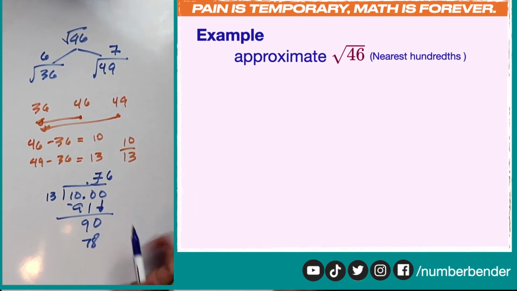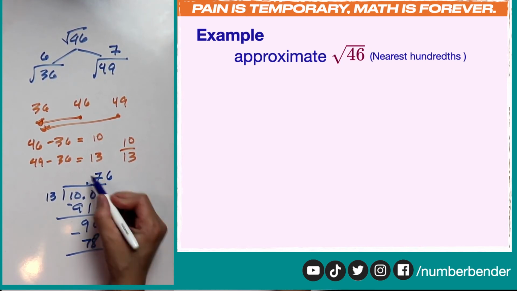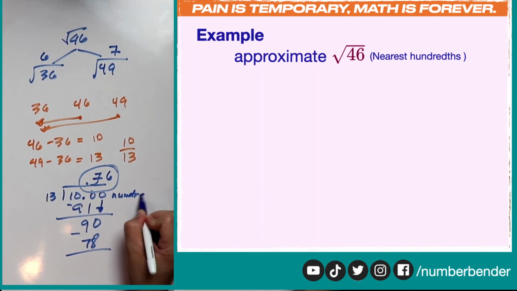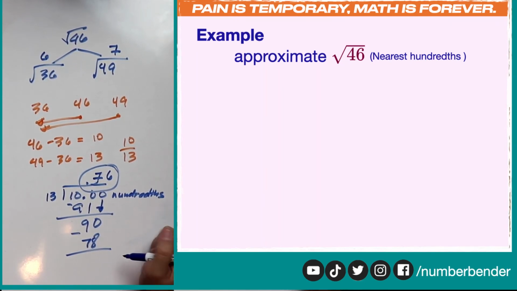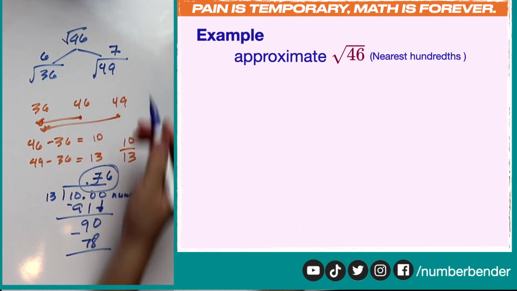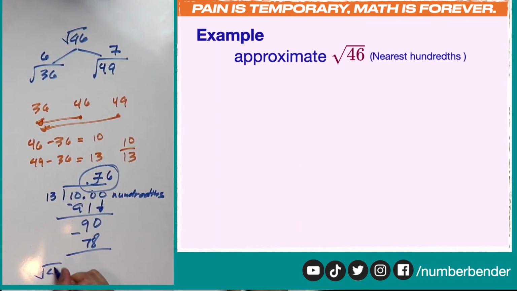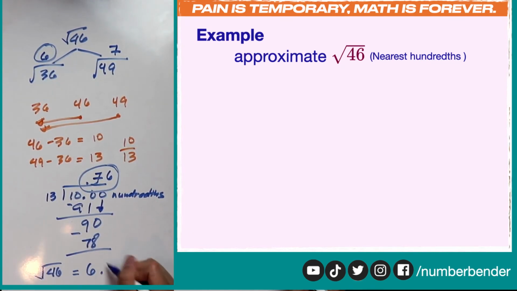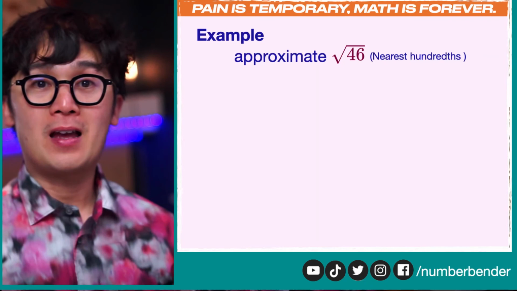And now you can stop because even if you can divide this further, you don't need to do another step, because we're able to produce the hundredths digit that we're looking for that will complete our estimated value for square root of 46, which happens to be 6.76. And this will be our estimated value using the technique that we have just done.